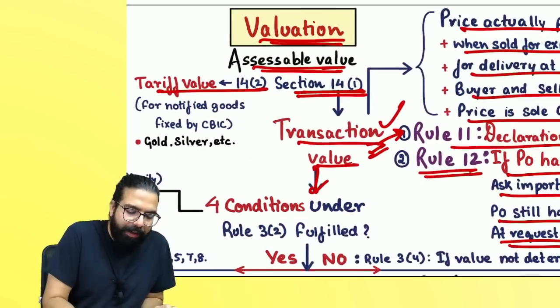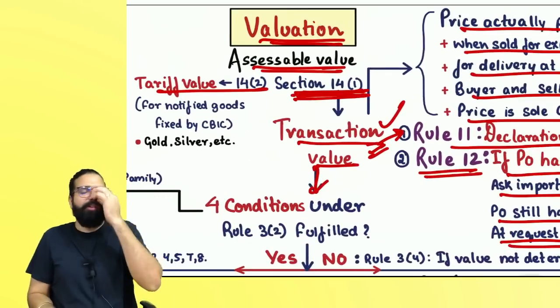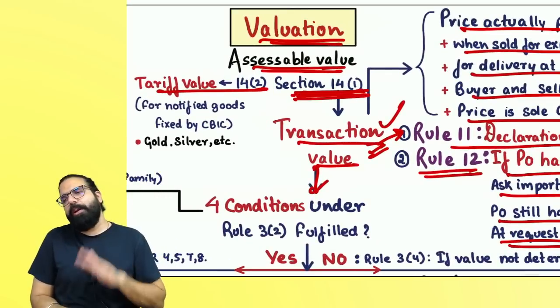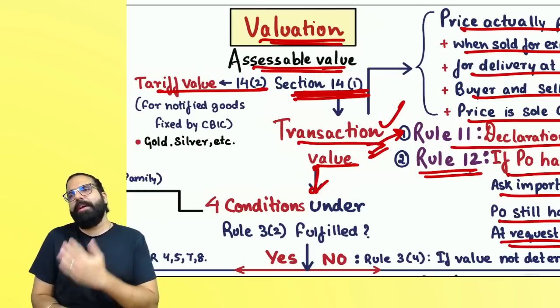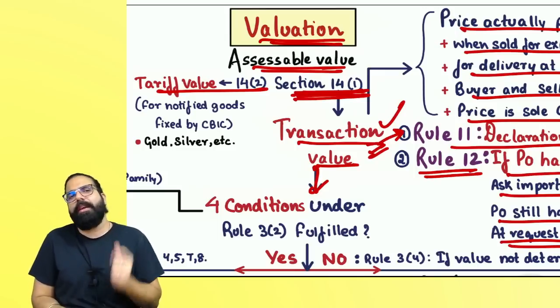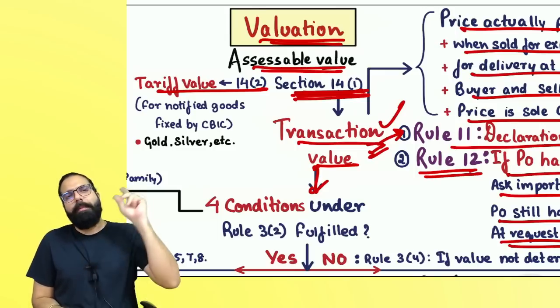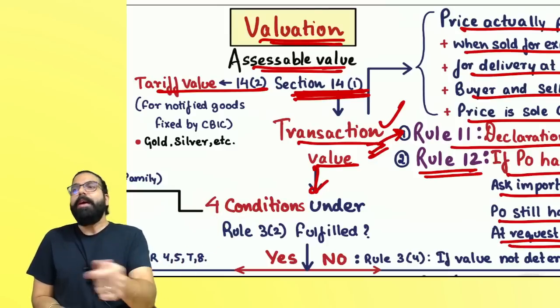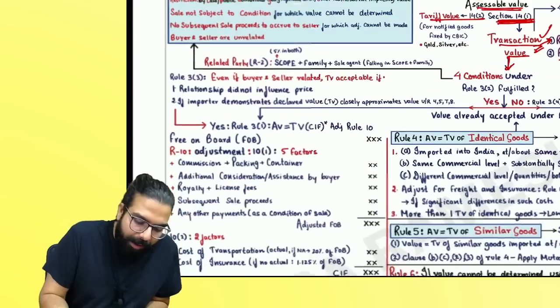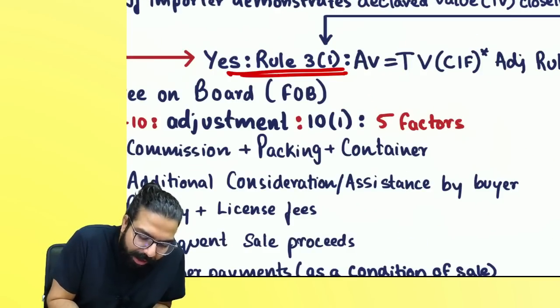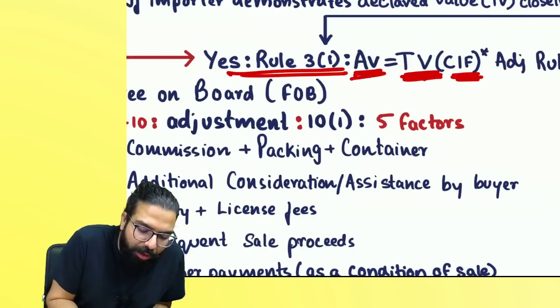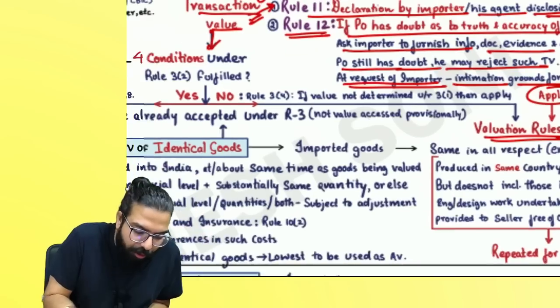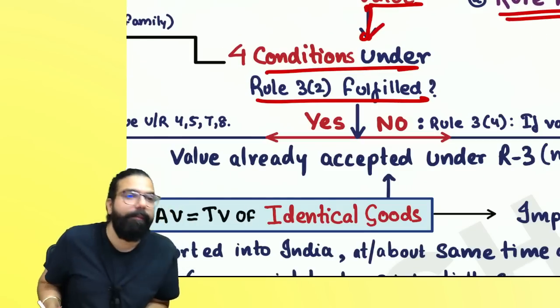Assessable value is the value on which I have to pay the duty. Assessable value is always the transaction value or the tariff value. If tariff value is not there, then I'll take the transaction value. I make a declaration, and the officer does not have a doubt on my declaration. Then always remember, rule number 3.1 says your transaction value, which is your CIF value, will become your assessable value, provided you fulfill the conditions given under 3.2.